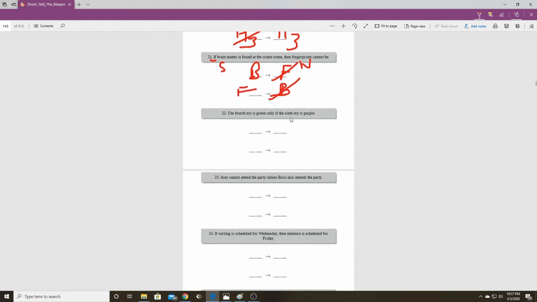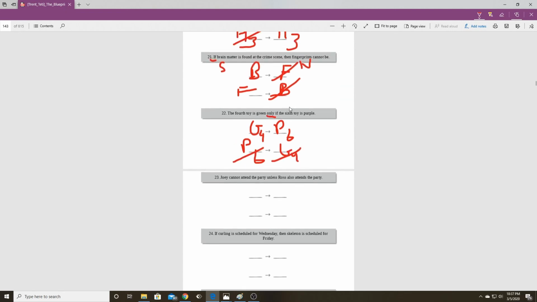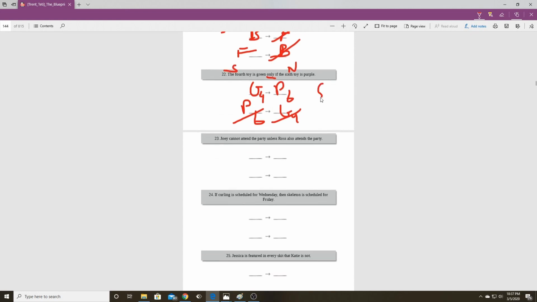22. The fourth toy is green, only if the sixth toy is purple. If you need me to explain, only if necessary, sufficient. Basically sufficient, so S to N, so G to P, which is the sixth toy, and that's the fourth toy. Basically saying, if the fourth toy is green, then the sixth toy is purple, right?